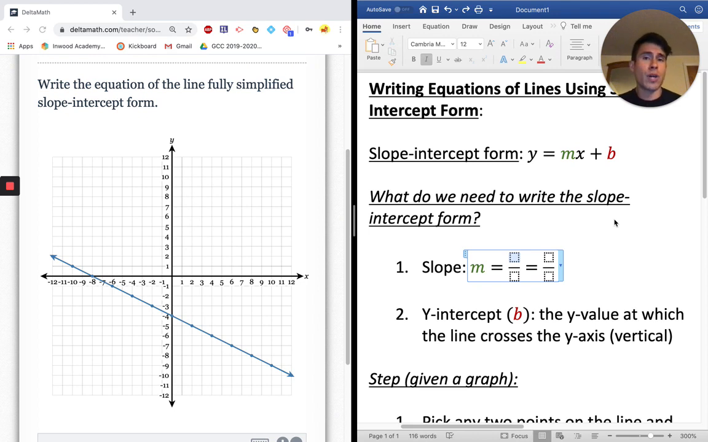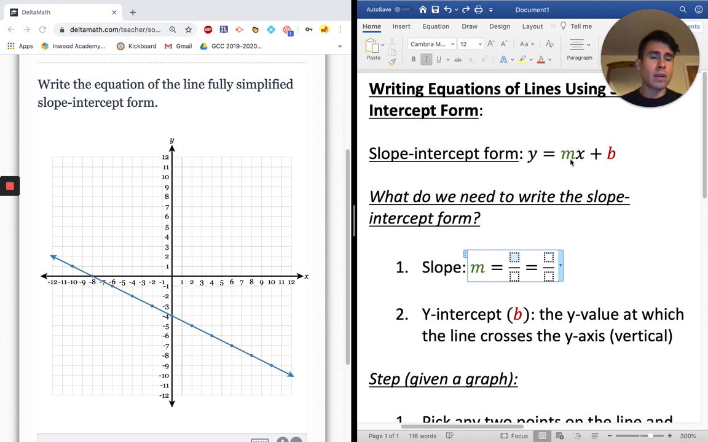I'm going to show you how to identify the parts that you need in order to write the slope-intercept form of the line. Now, I keep on throwing around the word slope-intercept form. That, if we remember correctly, is the equation y equals mx plus b. That is one of the two forms of the equation of a line. We're only going to focus on this one for now. y equals mx plus b.